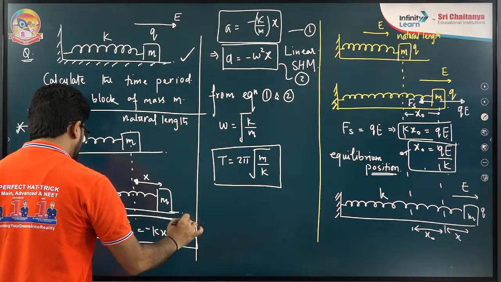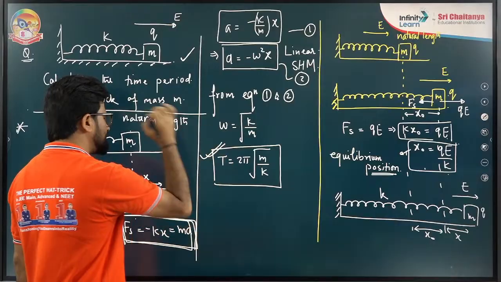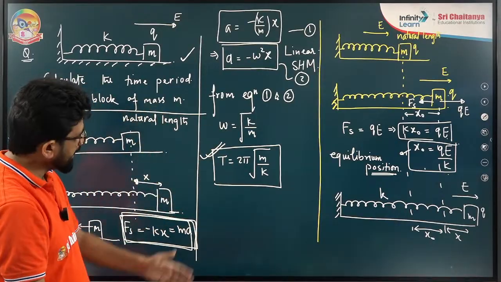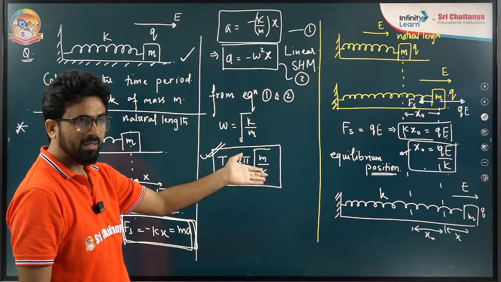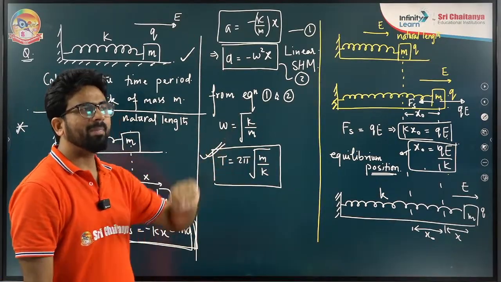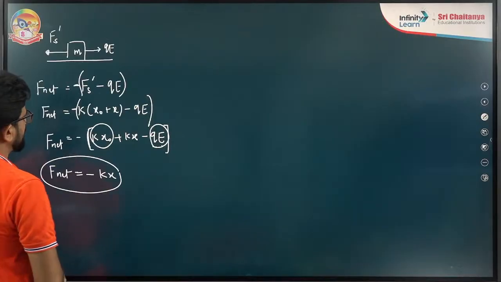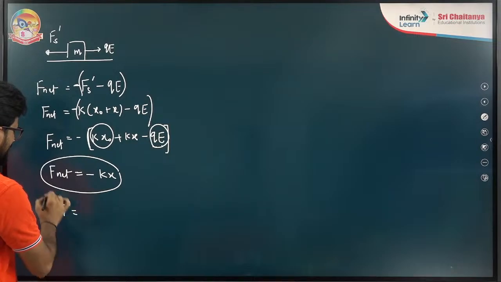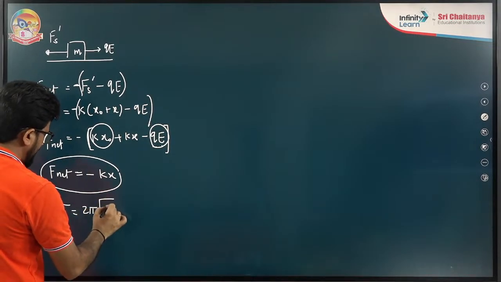And if this is the force, the net force is this. That means what is the time period? 2 pi under root m by k. We have already derived it. Here also, if you see, directly you can write from this that the time period is equal to 2 pi under root m by k.